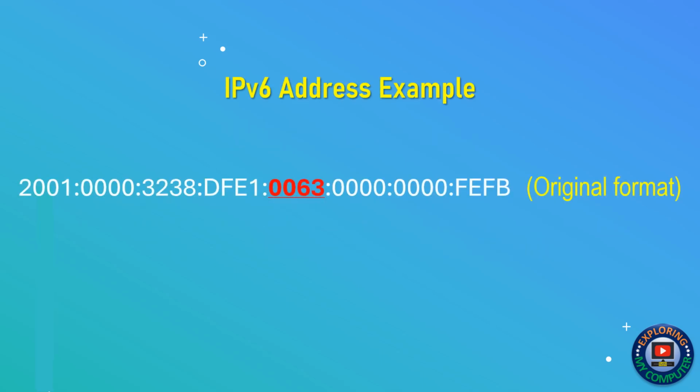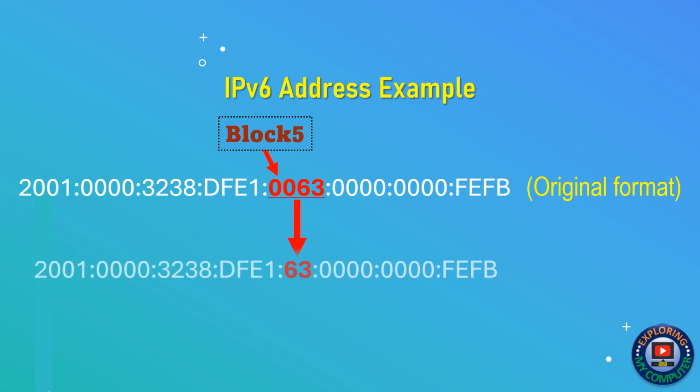IPv6 provides some rules to shorten the address. The rules are as follows. Rule 1. Discard leading 0 or zeros. Here, in block 5, the leading zeros can be omitted from 0063, and it becomes 63 as shown here.